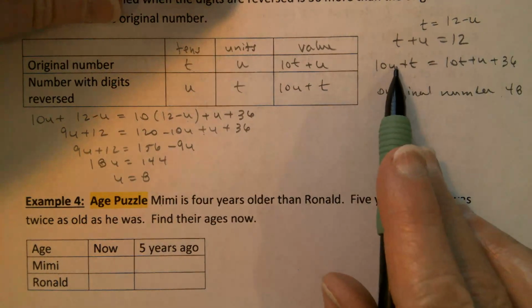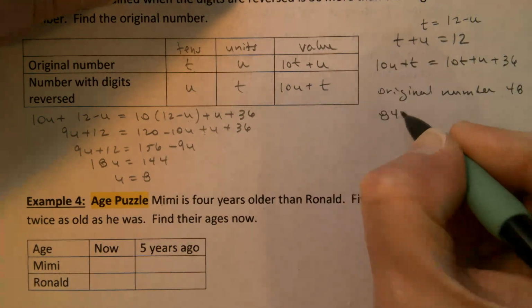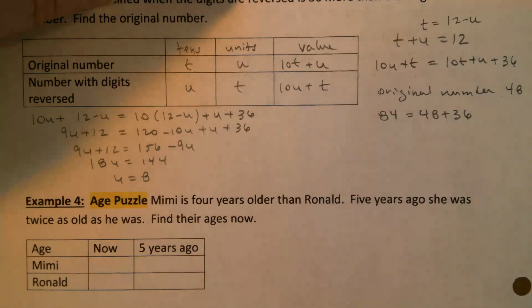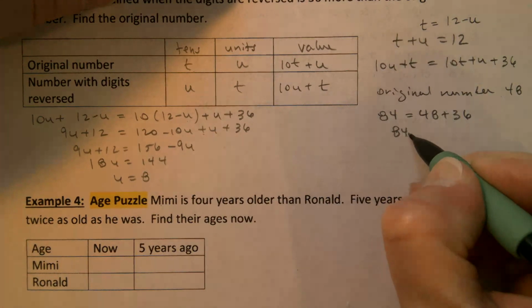So let's check it. My new number would be 84, because all we're doing is reversing. So is 84 equal to 48 plus 36? Well, 48 plus 36 is 84. Yep.